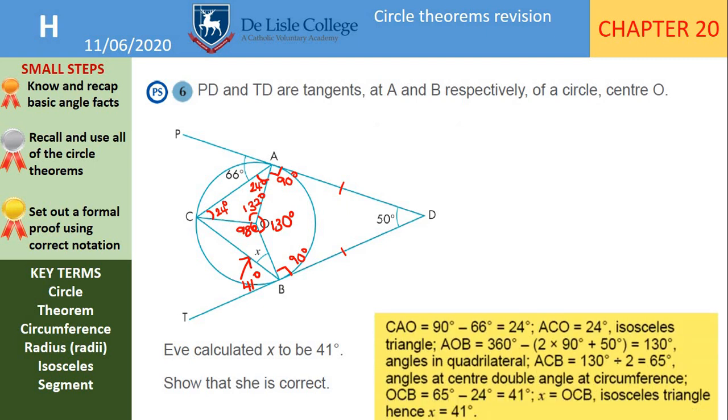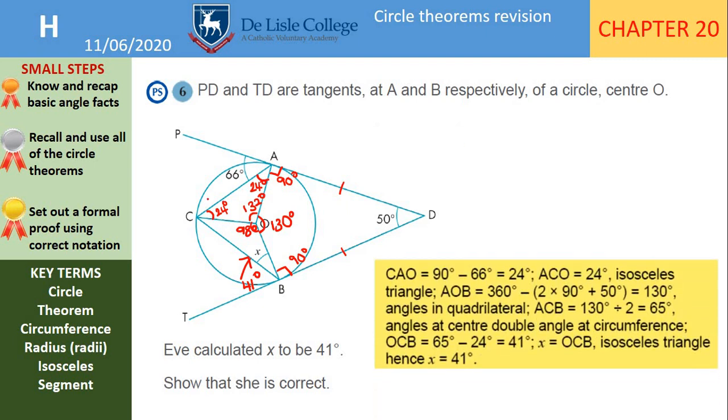Let's have a look how they worked it out. So they've said that CAO must be 24. Yeah. And they've got the 130 here. So yeah, they've done it in a similar way. If the question wasn't asking for reasons, then by just showing the angles on the diagram, you'd be okay. Now it does say show that she is correct. So you might have just wanted to put a little bit of reasoning down as well.